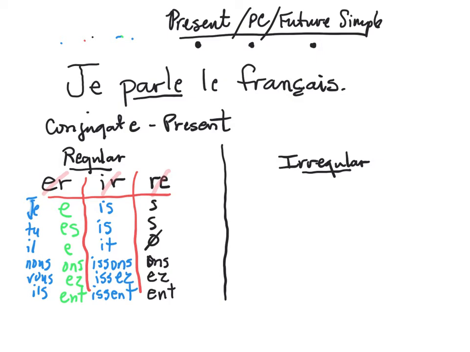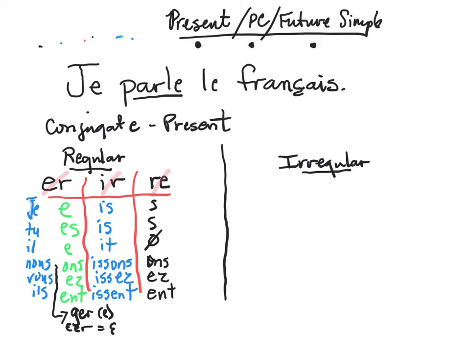It's nice and easy. There is a little exception to the rule. If I could just remind you of that exception, the nous verbs, the nous pronoun, any verbs that end in GER, remember only for the nous, you're going to add an E, and then CER, you're going to add a little accent on the C. So that is only for nous, and that's an exception to the rule.